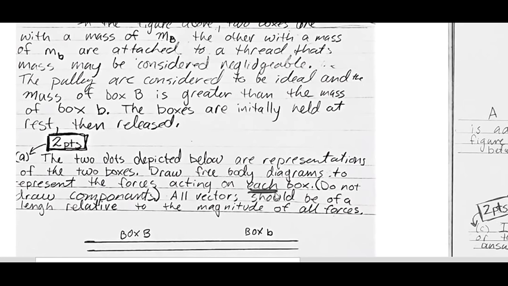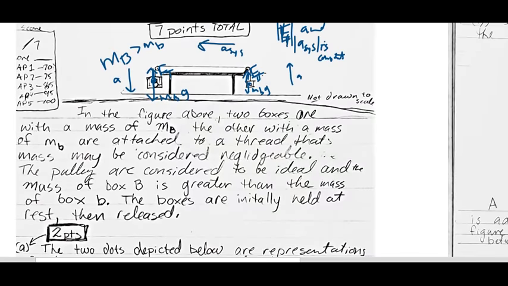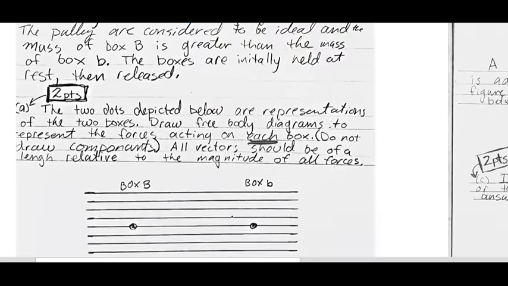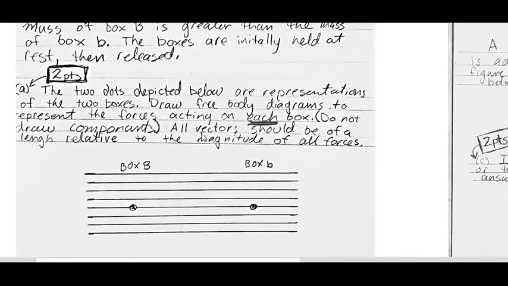That is super important. That means you are not looking at the whole system. You can cover up little box b while you look at the large one, and vice versa. It says do not draw components. That is not a problem, being that there are no angles. All vectors, they mean the arrows representing the force, should be of a length relative to the magnitude of all forces. Basically, these lines matter. If a force is larger than another one, you need to make sure it takes up more lines than the smaller one.